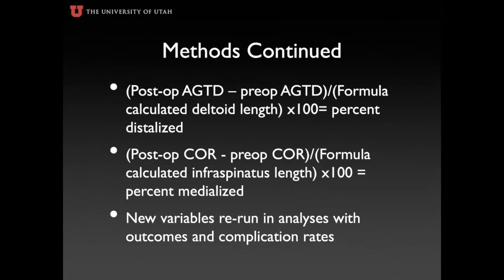So this seems a little bit mathy, but it's actually a pretty simple concept. We use the preoperative and postoperative radiographic measures to calculate the change in deltoid length and the change in infraspinatus length. And then we contextualize this for the patients by dividing it by their preoperative predicted muscle length to essentially calculate the percent change for that specific patient in their muscle length. These new variables were rerun in the similar analyses from Dr. Tashin's paper, looking at outcomes and complication rates.